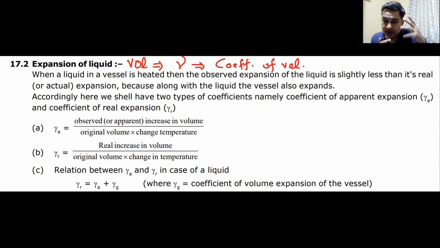Now, this gamma for liquid can be defined in two different ways. One is known as gamma real. The other one is known as gamma apparent. What is gamma real and what is gamma apparent? Well, I'll first show you the formula for gamma real. Now, what do you mean by gamma real?